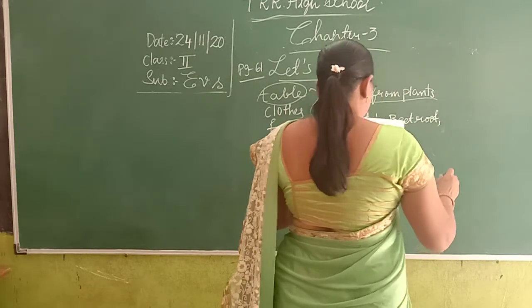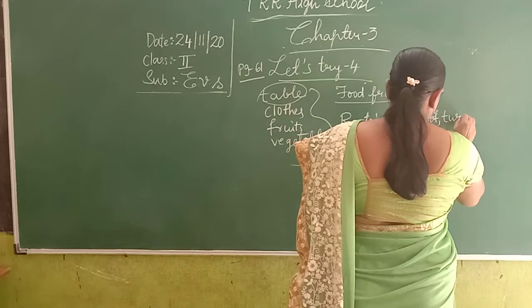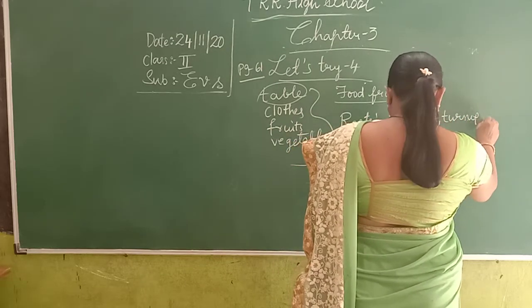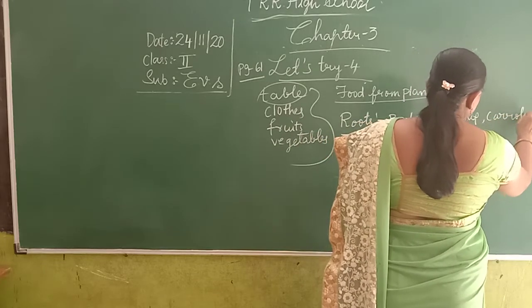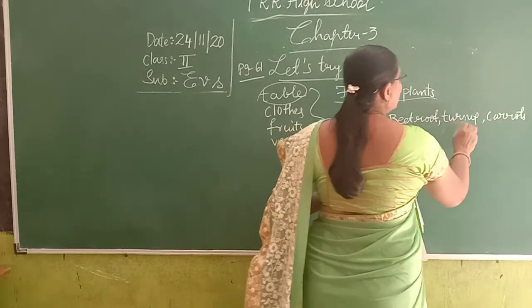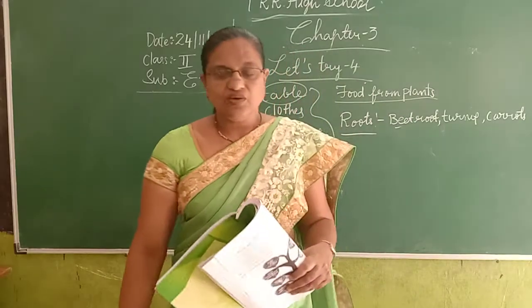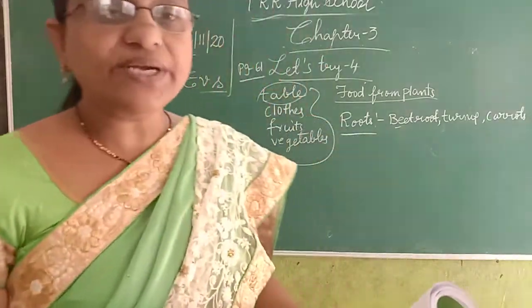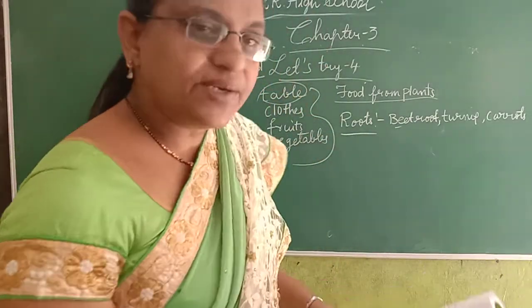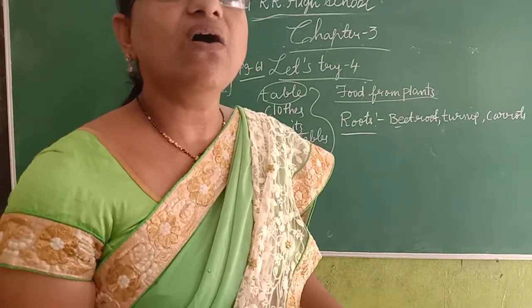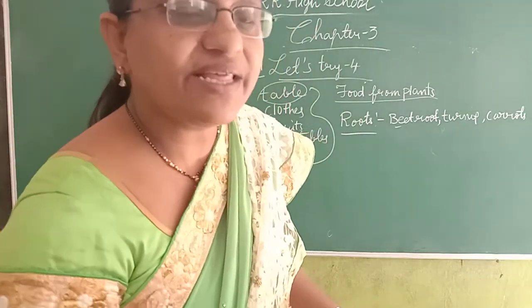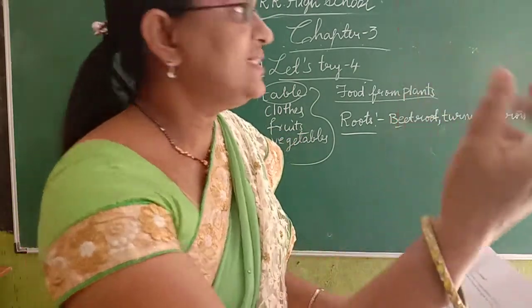Then turnip, then carrot. These vegetables we call roots. So what are the root vegetables? The beetroot, turnip and the carrot. They are all under the ground, children. They will not come up like this.